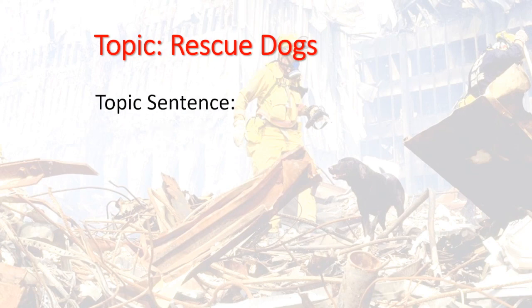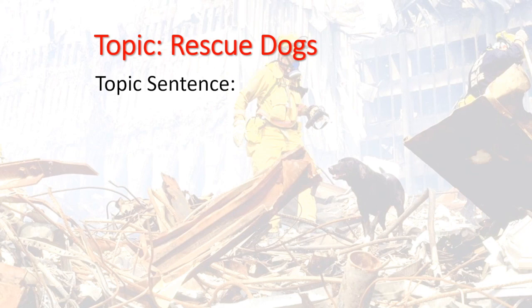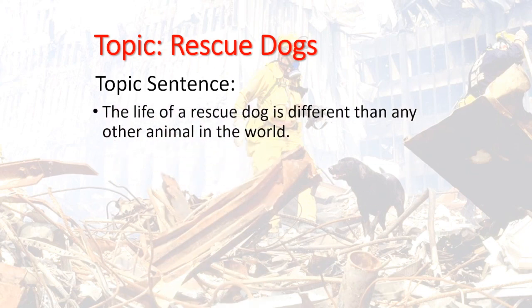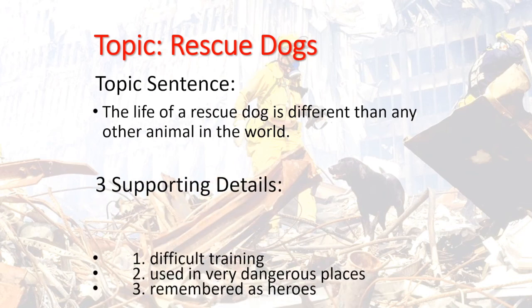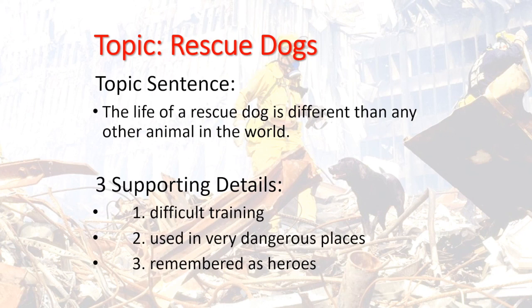The next thing I have to do is really decide on what is my topic sentence. Well, maybe my topic sentence is this. The life of a rescue dog is different than any other animal in the world. So if that's my topic sentence, I need to have details that support my topic sentence. So I have these three details. What makes the life of a rescue dog different? Well, the first thing is the difficult training. They have a lot more training than probably your dog or cat at home. They're used in very dangerous places, and then when they die, they are remembered as heroes. This is what makes these dogs different than other dogs or other pets around the world.